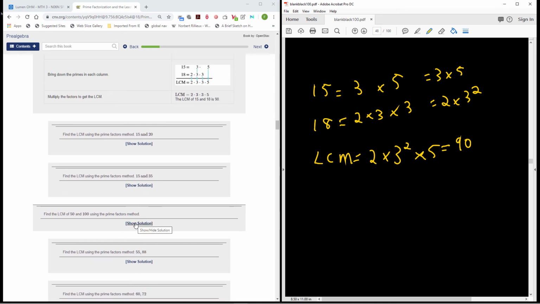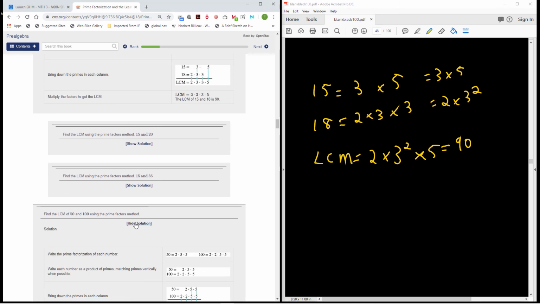Let's look at another one here: 50 and 100. So that's going to be what? 5 times 10. So I can say 5 times 5 is 25, 25 times 2. 5 times 5 is 25, times 2 is 50. And we have 100.